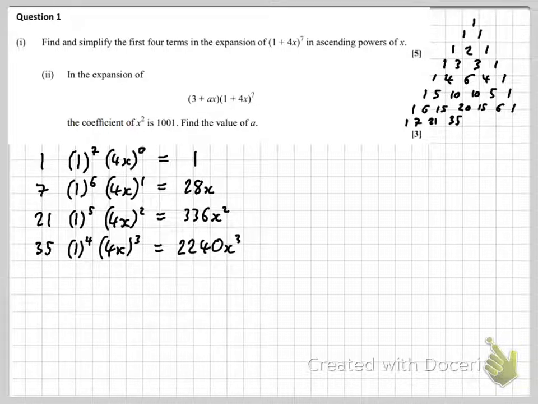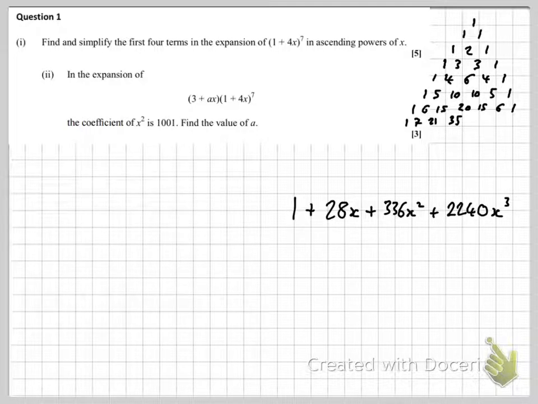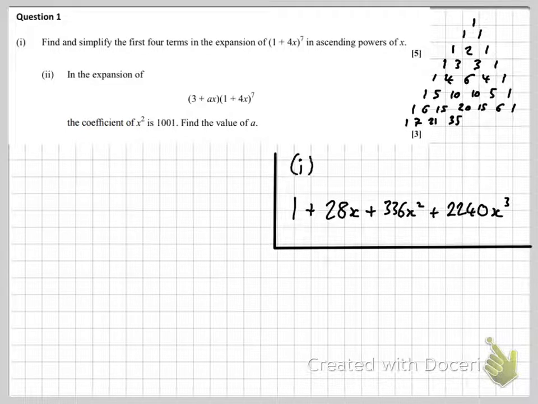And that's it. You're done, except you simply need to write out the sum of the terms in the way that they expect you to do. That's the expansion. So there we have it. There's our answer. Let's just write that off and consider part 2.